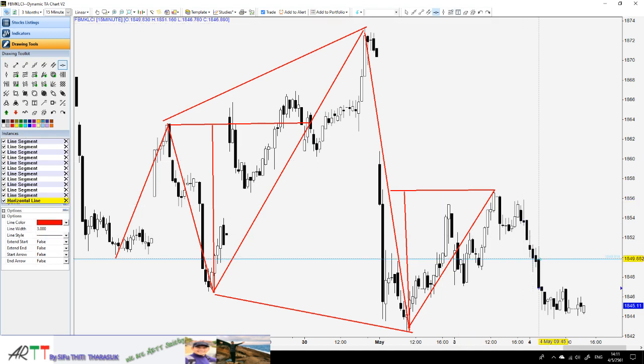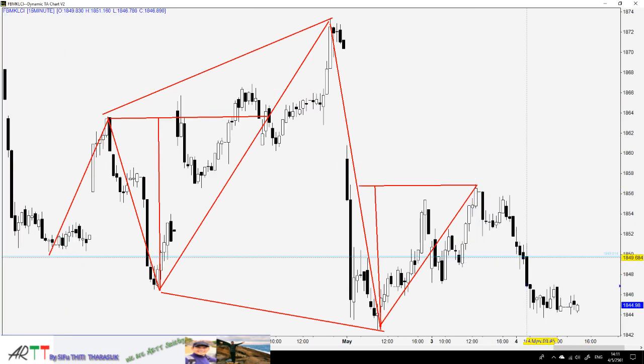If you enter short, this is your benchmark for stop loss if anything happens. I just refer to the ARTT methodology. This is the benchmark. This is a long black candlestick. Okay, this is the benchmark.